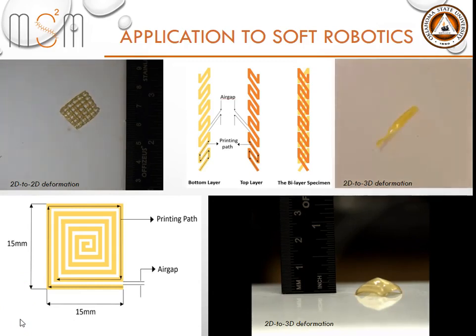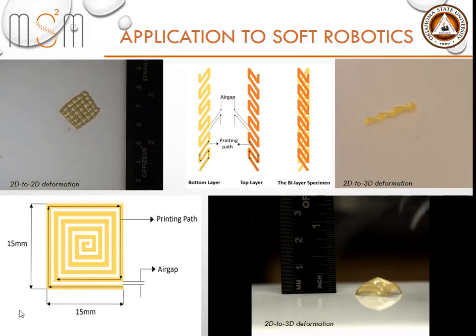At the bottom, we have a 4D printed LCE pyramid that assumes its pyramidic shape from a flat 2D square shape. This is another example of 2D to 3D deformation. The square shape is printed in a spiral square pattern, as shown in the figure on the bottom left corner. This printing pattern programs the material to transform into the pyramid when heat is applied.